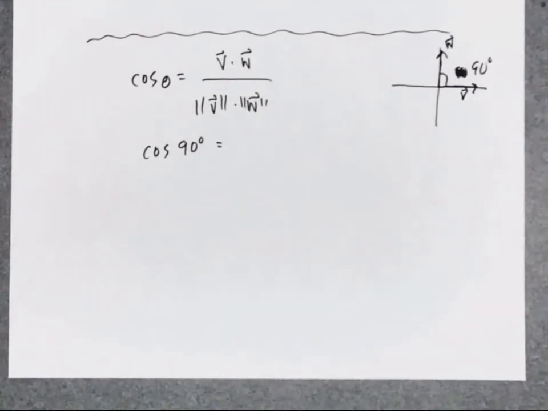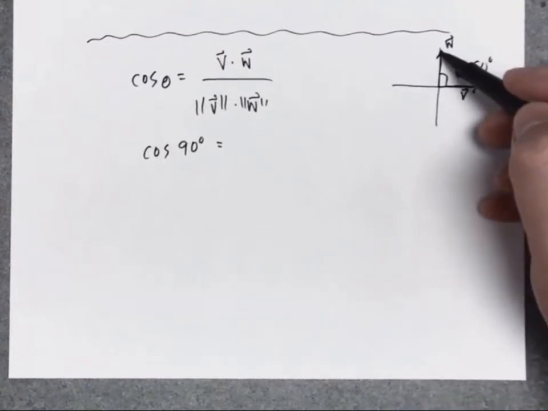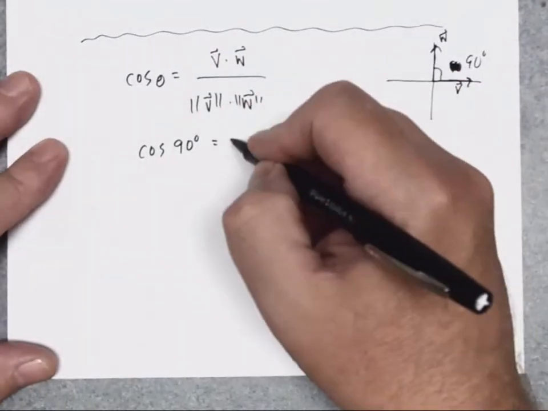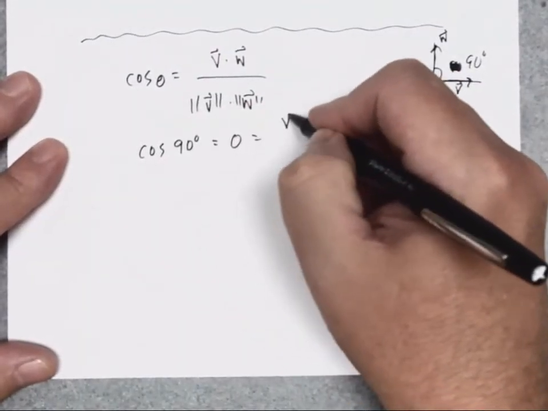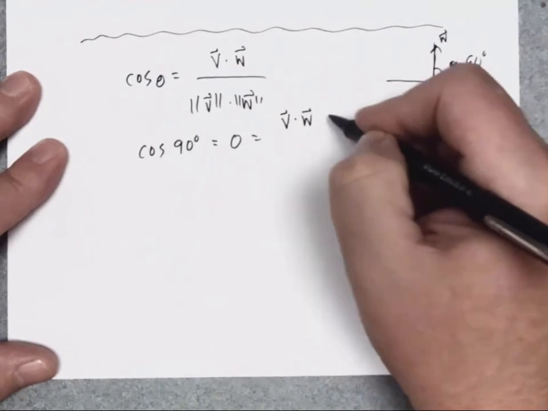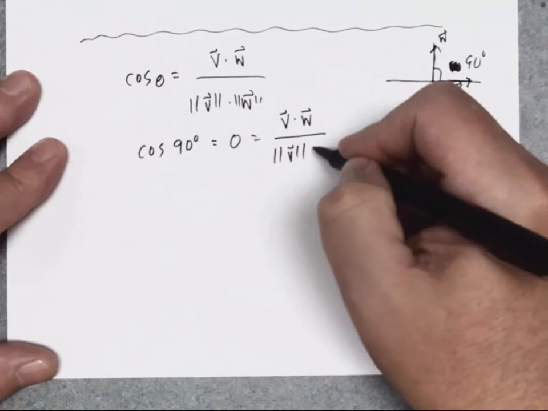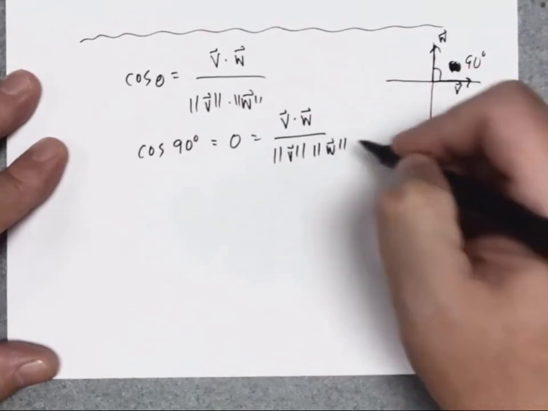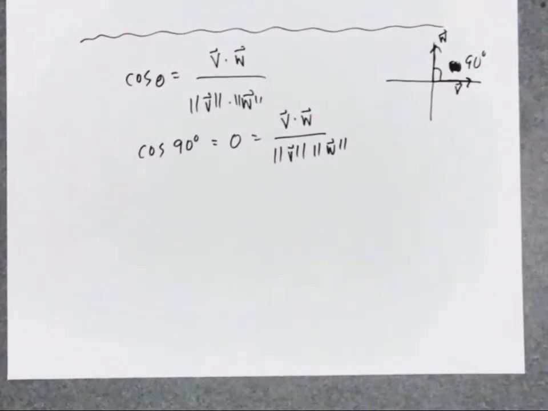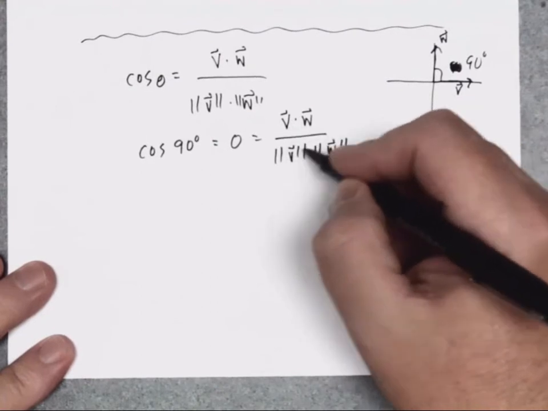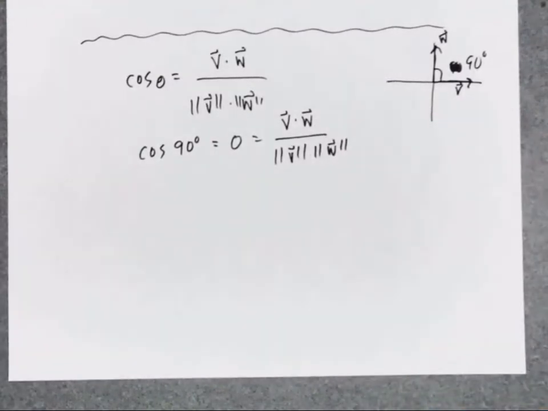Now what is the cosine of 90 degrees? If you think about the unit circle, the cosine is like the x value. What's the value of x at this point up here? Well, it's 0. So what you really have is 0 equals the dot product of v and w divided by the magnitudes. Now if you think in a math sense, the left-hand side is 0, and even though I don't have any numbers over here, I can make some conclusions.